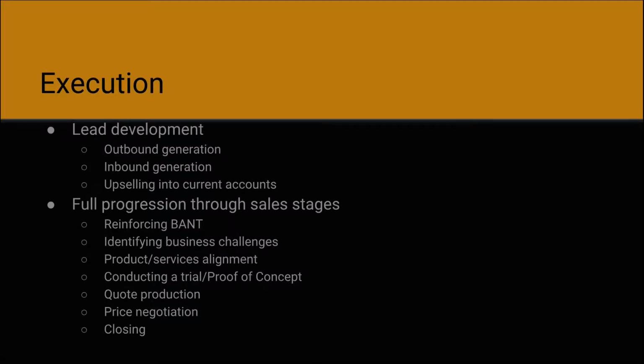To execute in this role, there's going to be a lot of different things that you're going to have to manage, and it can actually be probably the most tedious at times, because there's a lot of things that you have to do to be successful. The number one thing would definitely be lead development. Outbound generation, so doing your own cold calling and cold emailing, is going to be super important, and making sure that you utilize that time properly.